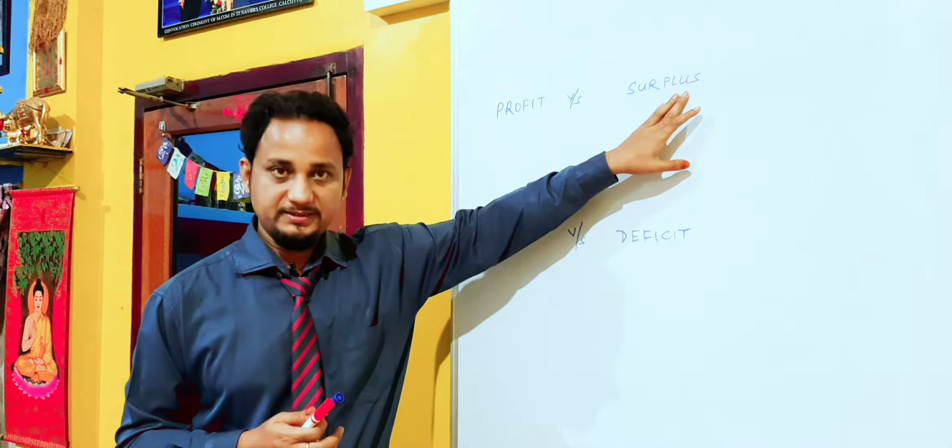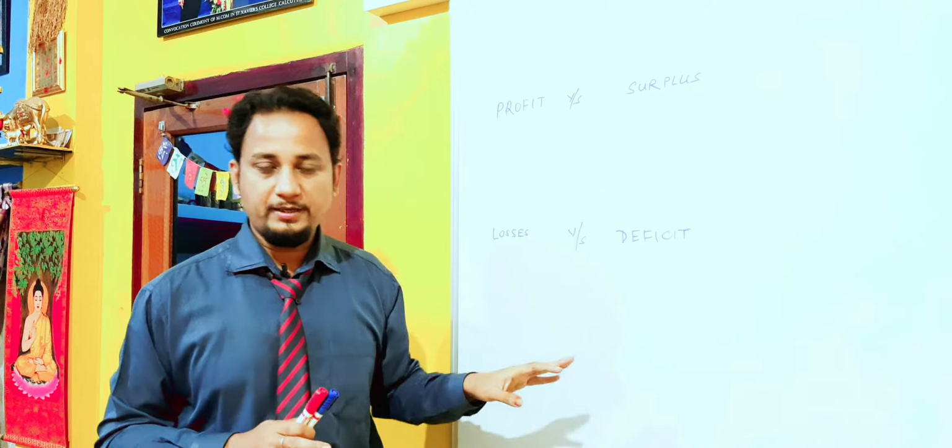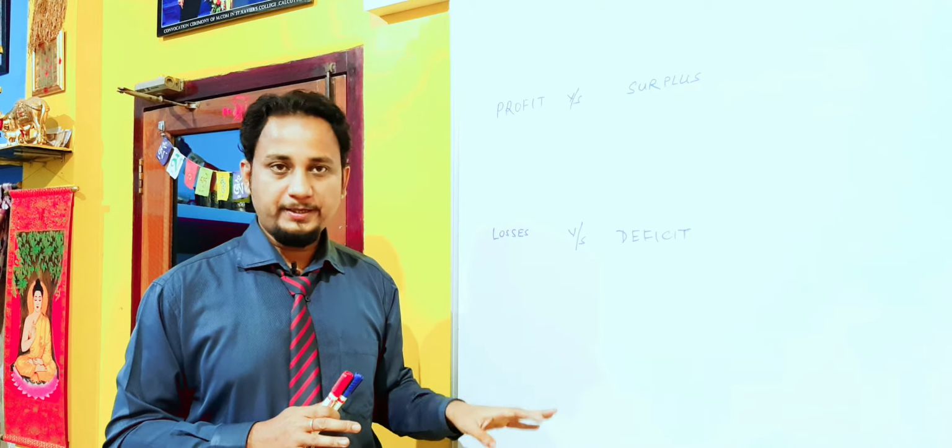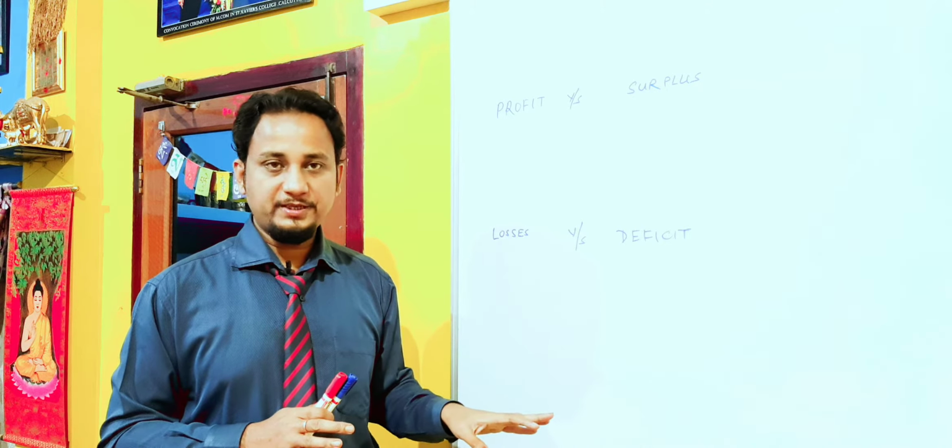If we prepare the accounts for a non-profit organization, definitely we are not supposed to prepare the profit and loss account. We will prepare the income and expenditure account. And the excess of income over expenditure, we will consider as a surplus, not profit. At the same time, if it happens in reverse, that means if the expenses exceed the income, then we will call it deficit, not losses.